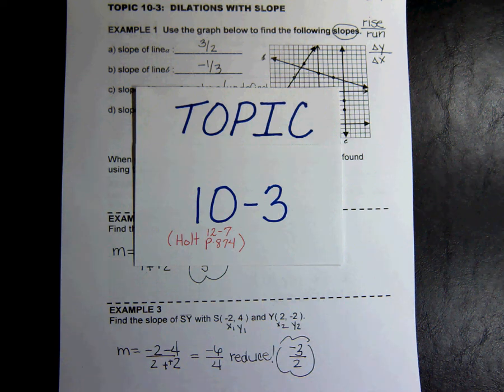Topic 10-3. This can be referenced in our whole textbook, chapter 12, section 7. It actually starts on page 873 and 874. Talking about dilations. The graphs we're going to do, we're actually going to use slope to make these dilations. And just remember, dilation can be either getting larger or getting smaller. If it's getting larger, it's called an enlargement, and if it gets smaller, it's a reduction.